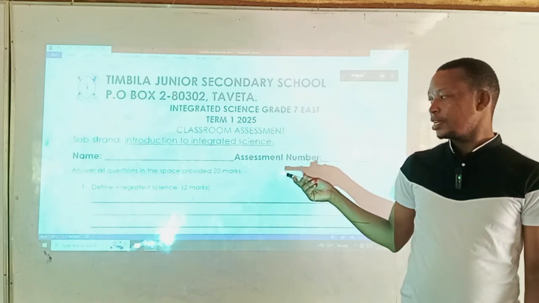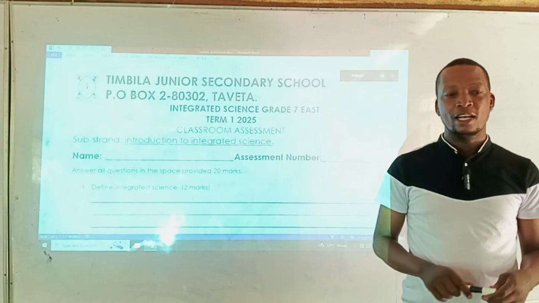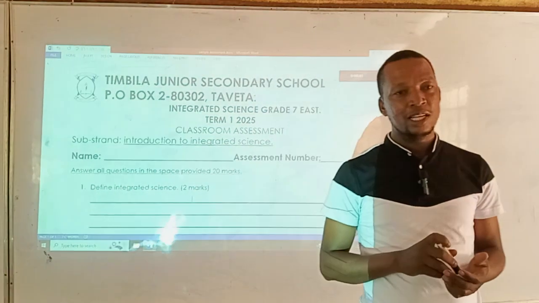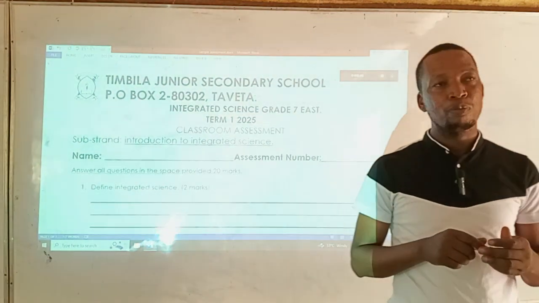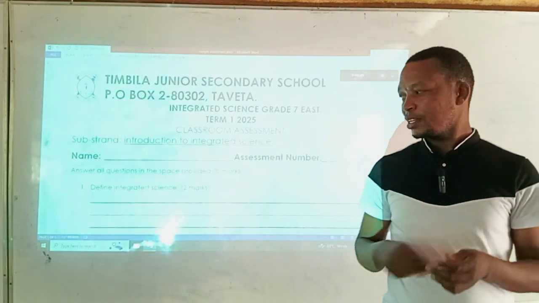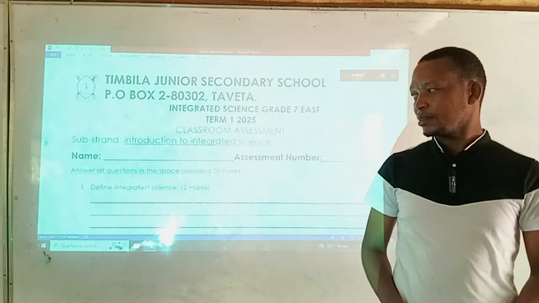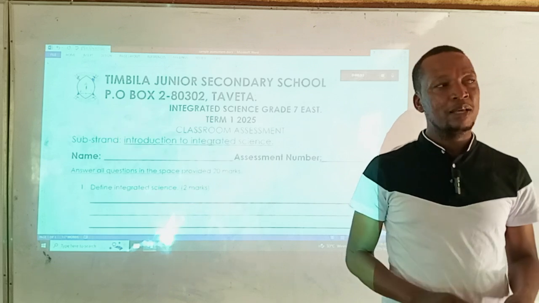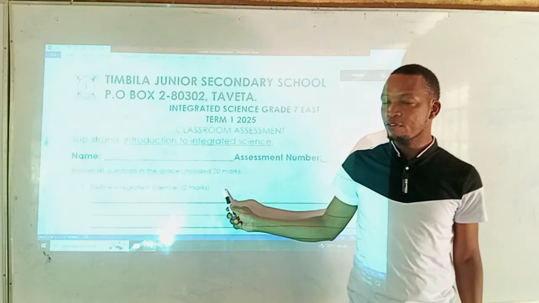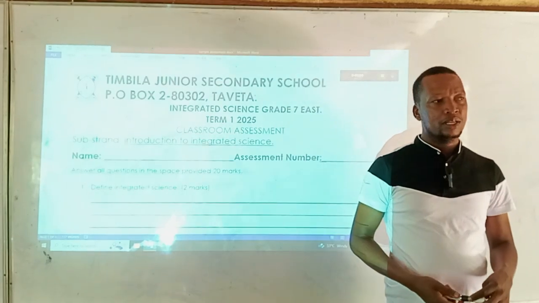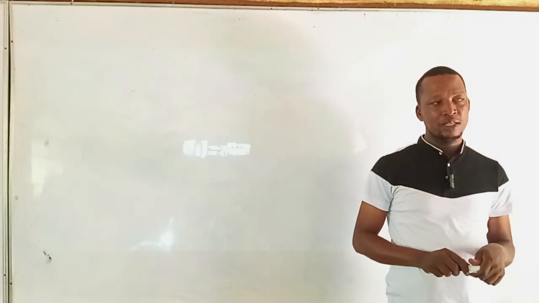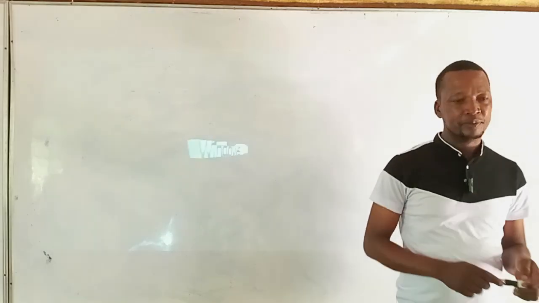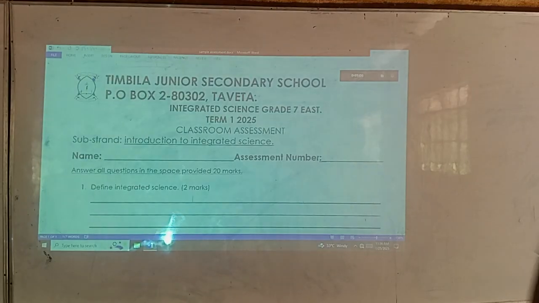You are required to write the name and assessment number. The instructions are to answer all questions in the space provided, and it was 20 marks. Question 1. Let me have one group to read question 1 from the whiteboard. Let me have group 1 read question 1. Define integrated science.